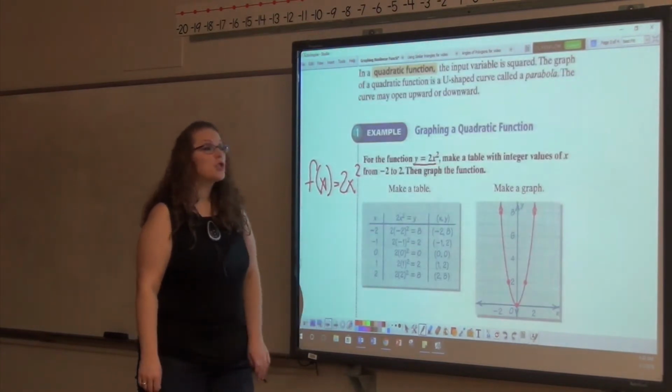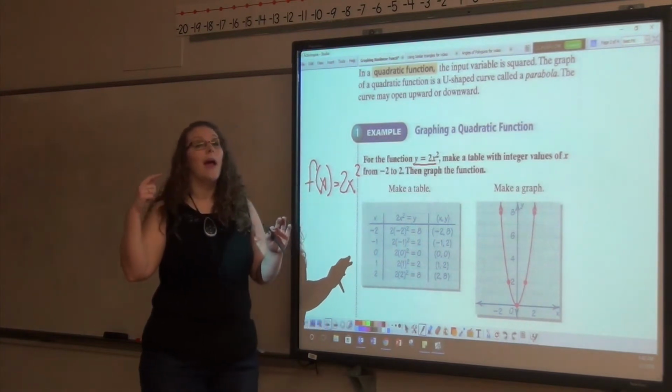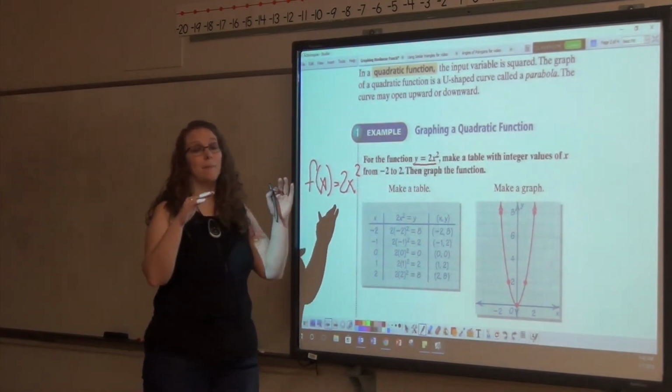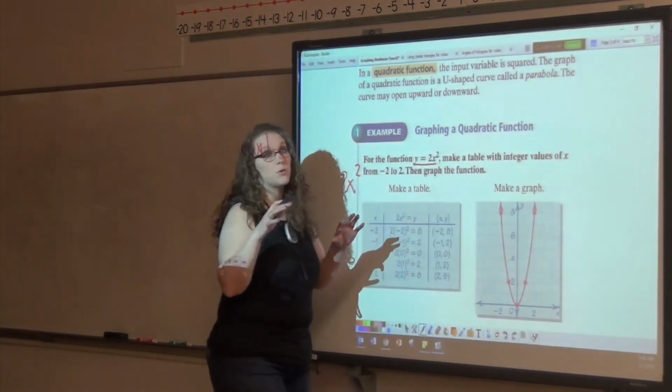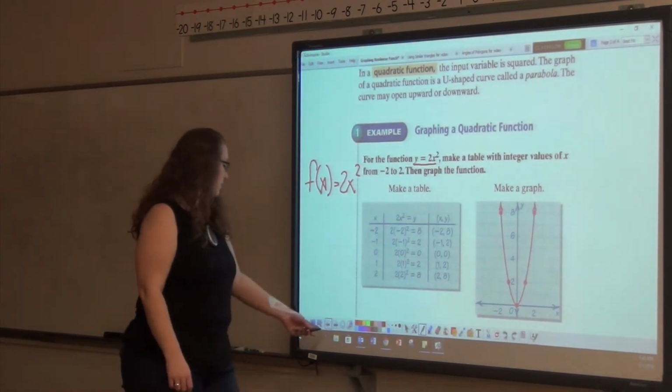You should always choose 2 negative values, 0, and 2 positive values so that you know what's going to happen after you square it, because when you square it, it kind of turns negative numbers into positive numbers.